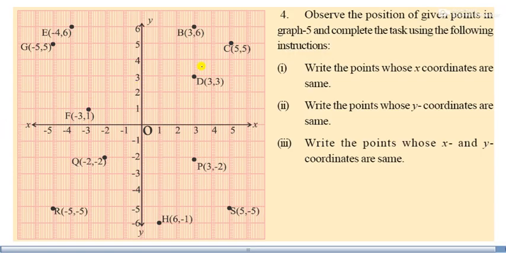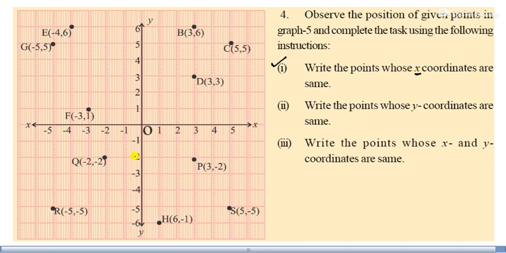Now come to this one. Question number 4. Observe the position of given points in graph 5. This is the graph 5. And complete the task using the following instructions. The first instruction is: write the points whose x coordinates are same. So in which can you plot x coordinates that are same? Here x coordinate means the first coordinate.